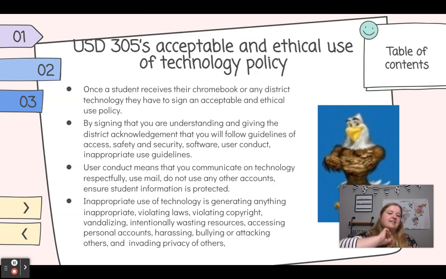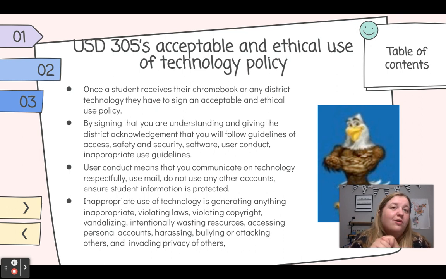So, USD 305's acceptable and ethical use of technology policy covers all of the elementary buildings, all of the middle school buildings, and all of the high school buildings. It's kind of a one size fits all, and it's important for us teachers to understand this policy. Once a student receives their Chromebook and once we receive our laptops, they have to sign an acceptable and ethical use policy. By signing, parents, students, and teachers acknowledge to the district that you will follow the guidelines of access, safety and security, software, user conduct, and inappropriate use.